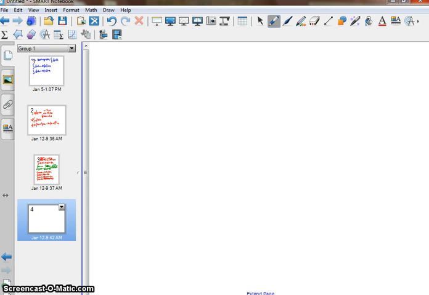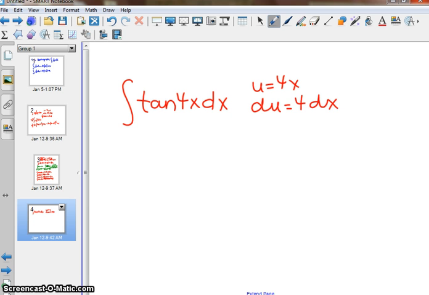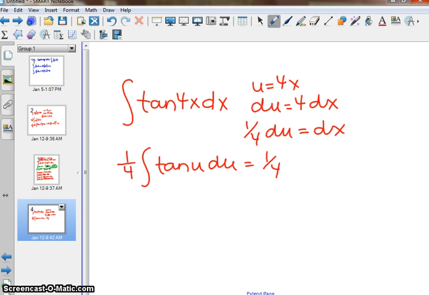So let's just do the integral of tangent 4x dx. U equals 4x. The derivative equals 4 dx. So 1/4 du equals dx. So 1/4 the integral of tangent u du is equal to 1/4, and then we use our formula. It's negative natural log of the absolute value of cosine u plus c. The other three formulas work exactly the same way. Again, they have to be in that form.